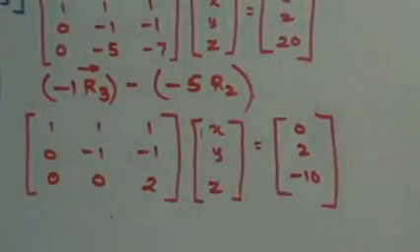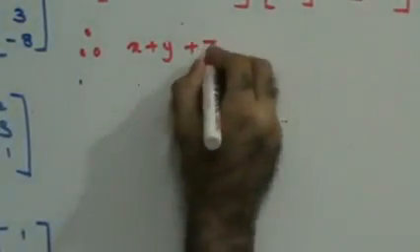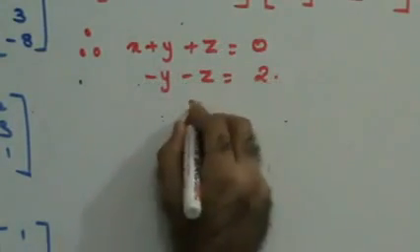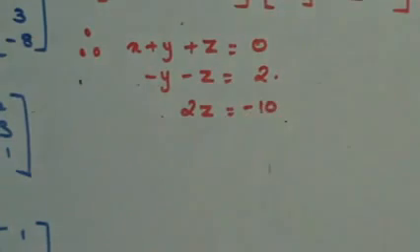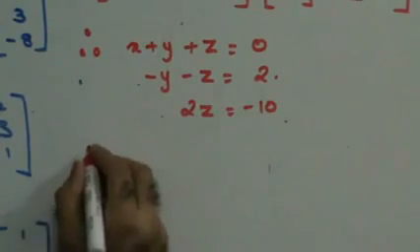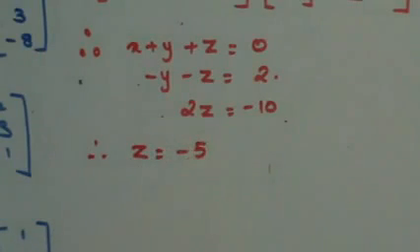Right? Once you get the number in the sixth position as 0, you convert this back into algebraic form. Convert the equation back to algebraic form. Therefore, you can say that x plus y plus z is 0, minus y minus z is 2, and 2z is minus 10. Now if 2z is minus 10, then I can say that z is equal to minus 5.